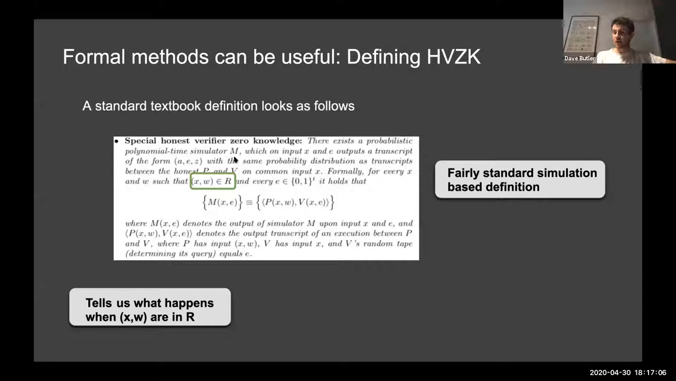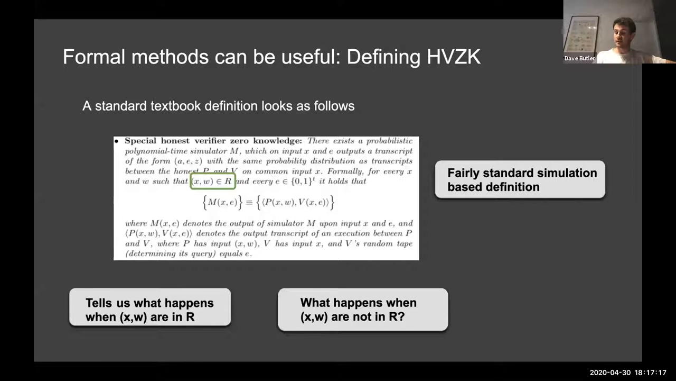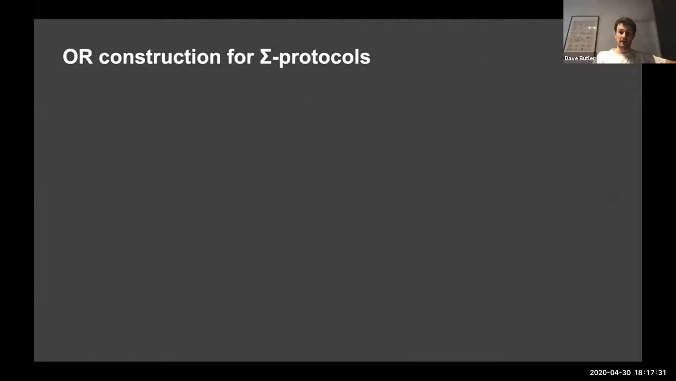But the key here I want to point out is that it only tells us what's happening when X and W are in the relation. It doesn't tell us what happens when they're not in the relation. And actually, we find that this leads to a little bit of a problem when we consider this OR construction of Sigma protocols, so combining two Sigma protocols in an OR relation. I'll try and explain what's going on here.